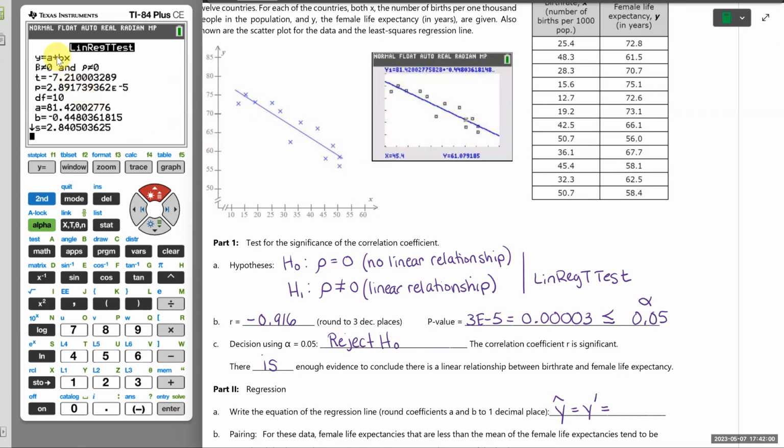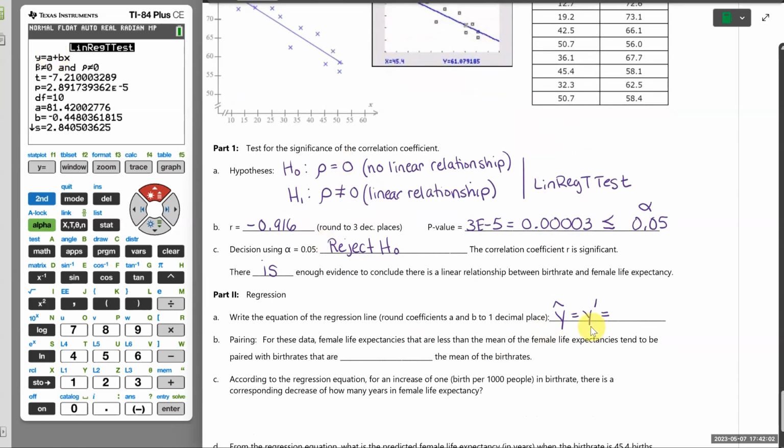And then the calculator writes it in the form a plus bx. So our value for a, rounding to one place, is 81.4. And then plus b, but b is negative. So instead of writing plus a negative, we can just write subtract. And rounding that to one decimal place would be 0.4. So 0.4. And then we write our variable x. All right, so that's our regression equation. All right, next part says pairing.